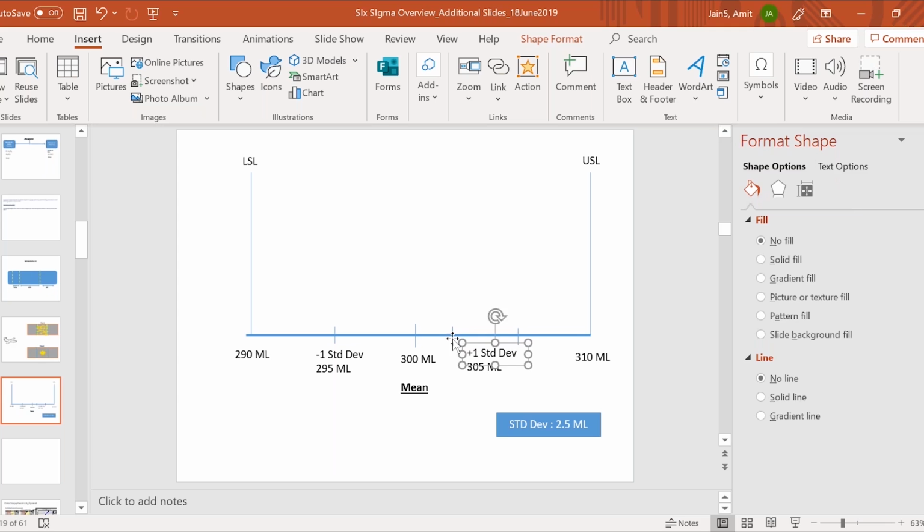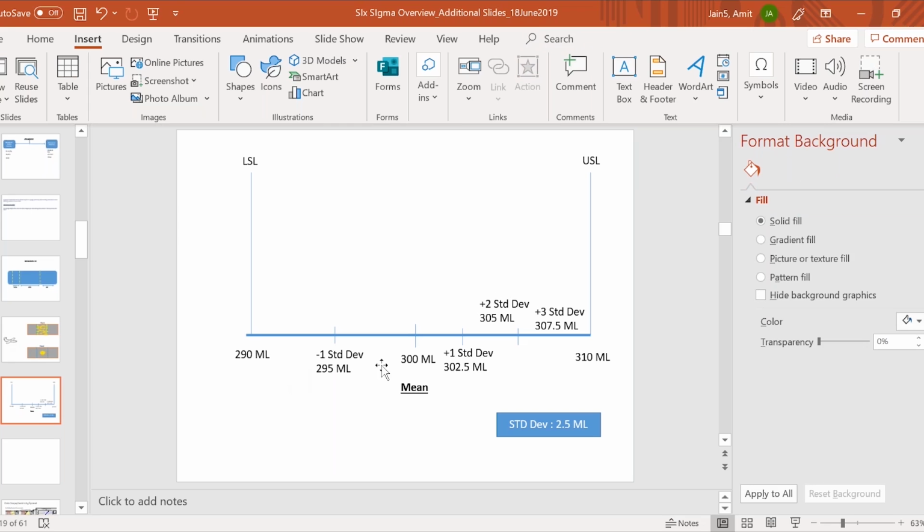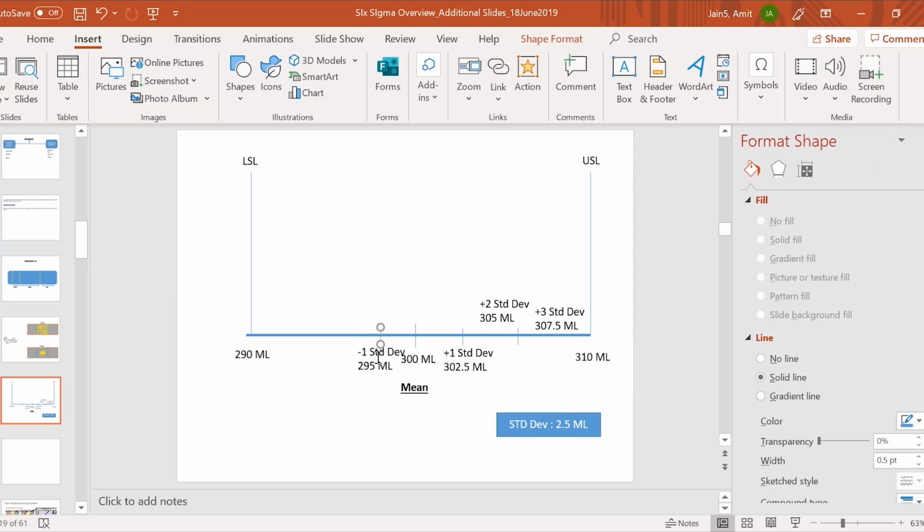So plus 1 standard deviation is going to be 302.5, plus 2 standard deviations is going to be 305, then plus 3, 307.5, and then plus 4, 310. The same would be the case on the minus side. Minus 1 is going to be like this.